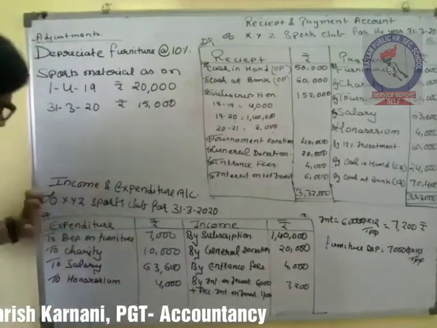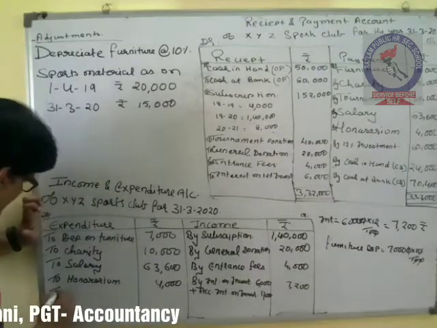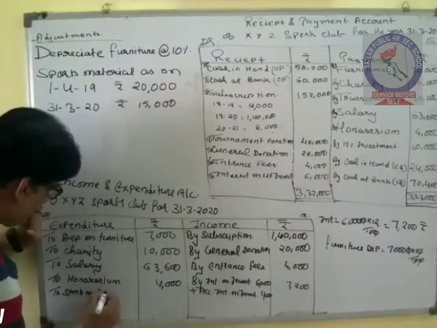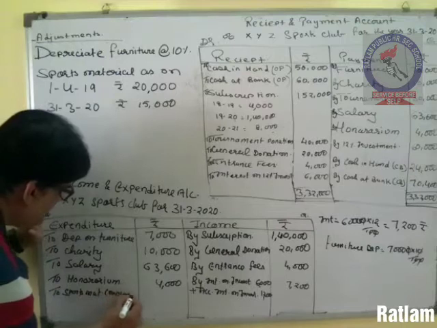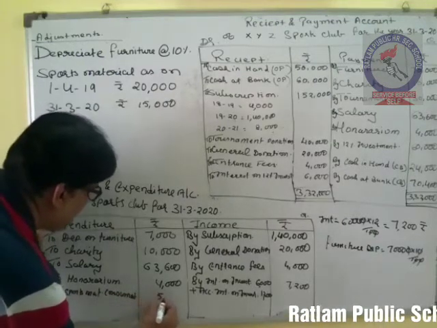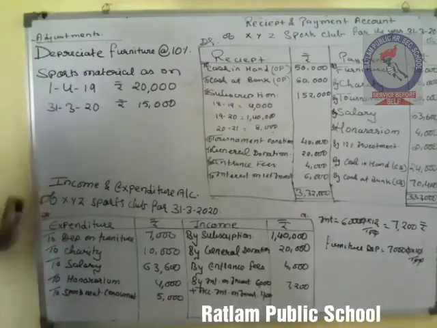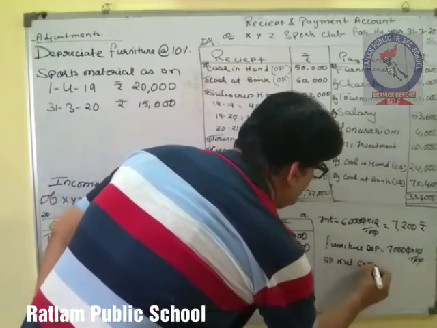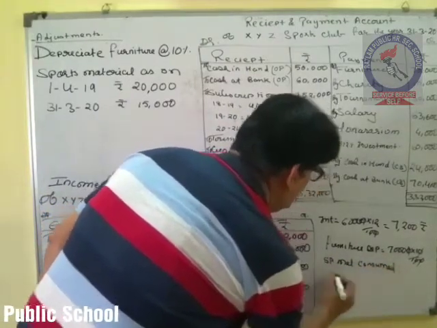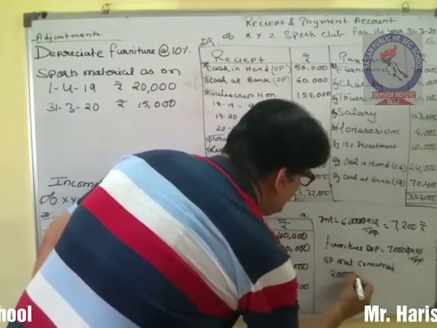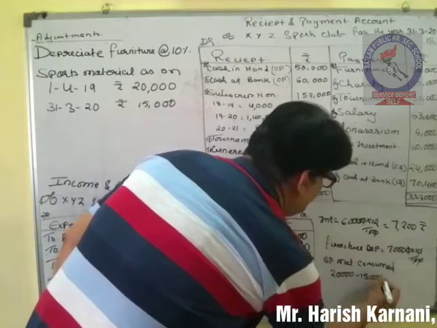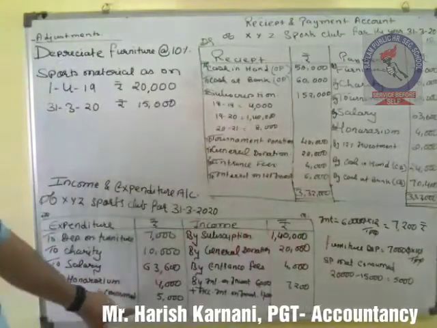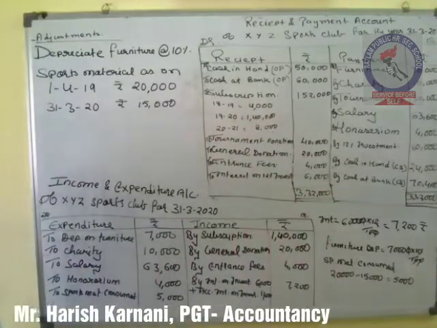It will be recorded on the debit side of income and expenditure account to sports material consumed, that is 5,000 rupees. How it comes? That is sports material consumed, 20,000 minus 15,000 equals to 5,000. So this is 5,000 rupees material we have consumed during the year.